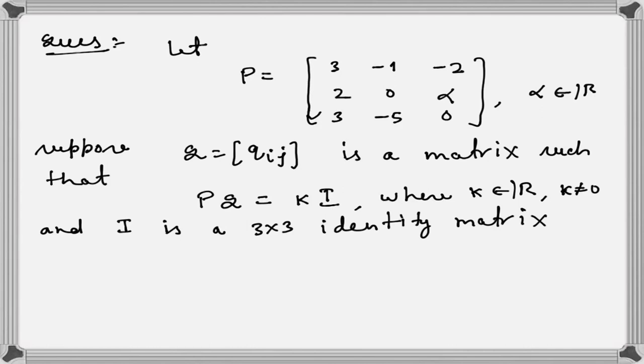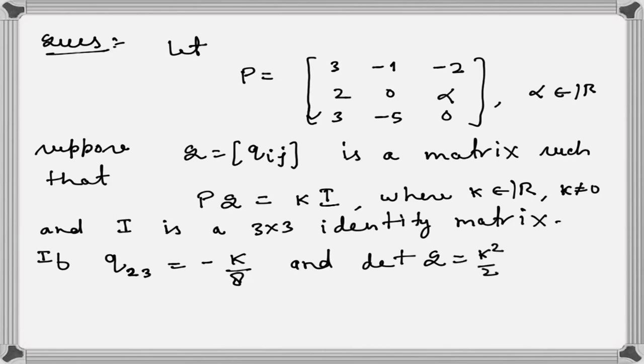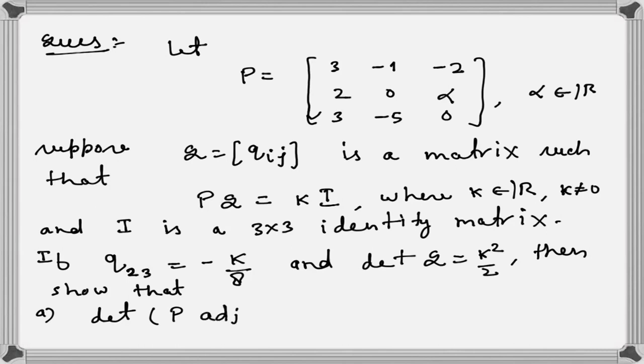Okay, so if Q of 2 3 is equals to minus k by 8 and determinant of Q is equals to k square by 2, then show that part A is determinant of P adjoint Q is equals to 2 to the power 9, and part B is 4 alpha minus k plus 8 is equals to 0. So given all this information, we need to prove this.